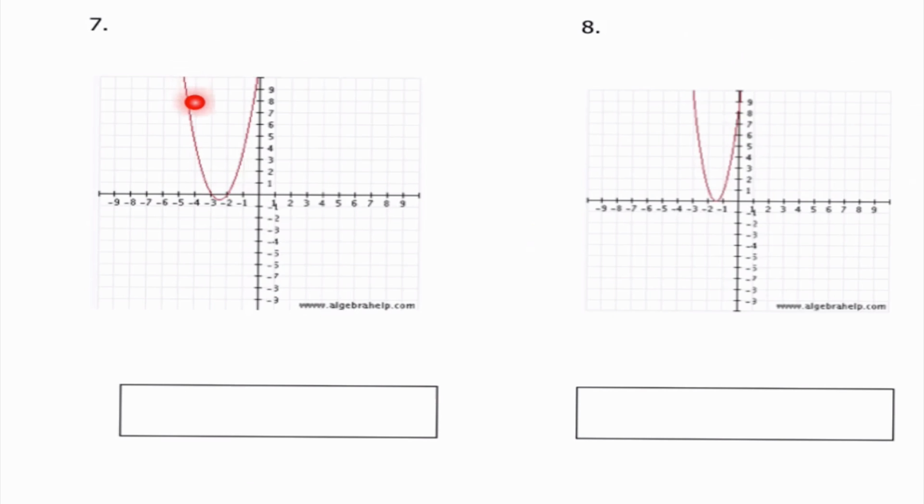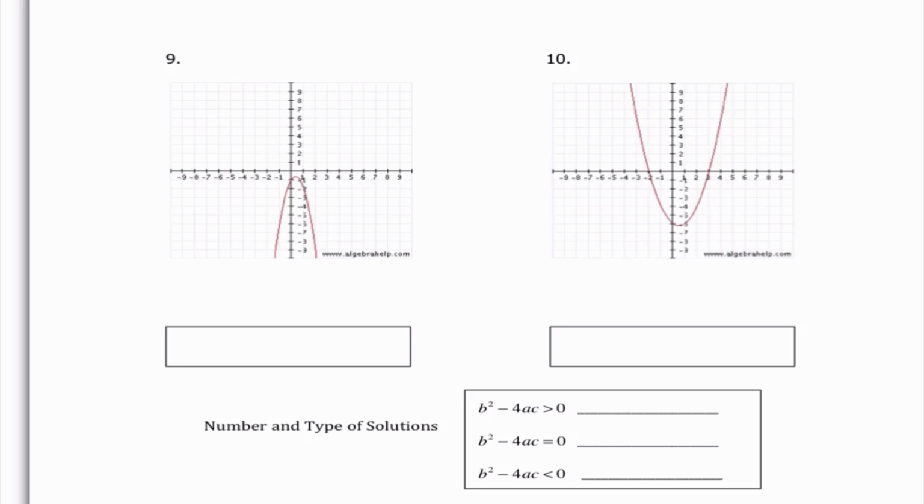So if we look at number 7 and we look at this graph, I notice it crosses the x-axis 2 times, so that means that b squared minus 4ac has to be greater than 0 because we have 2 intercepts. For number 8, if we look at this graph, it looks like it bounces off the x-axis, so that means that my discriminant should be equal to 0 because we said whenever the discriminant was 0, that's when we only had 1 x-intercept.